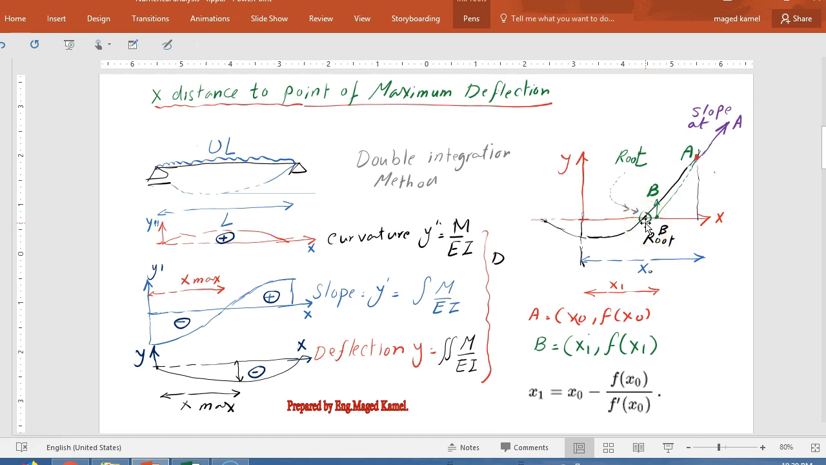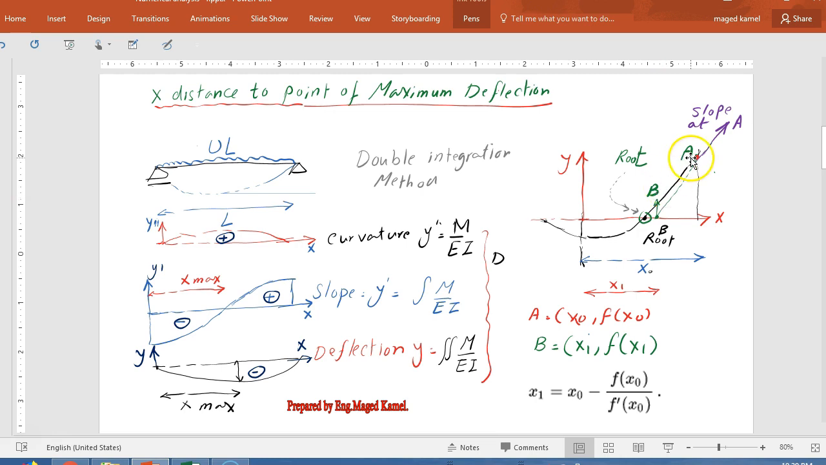By using this method, first we introduce one point A apart from the y-axis by distance x0. Then we make a slope at that point A. That slope will intersect with the x-axis at a certain point, which will have a horizontal distance of x1. Then we calculate the corresponding y, or f of x1, for that point. Then we get point B.